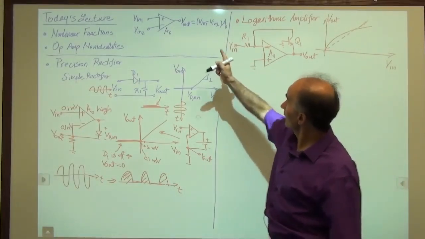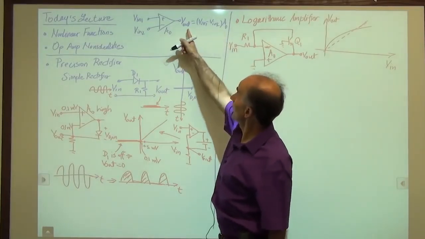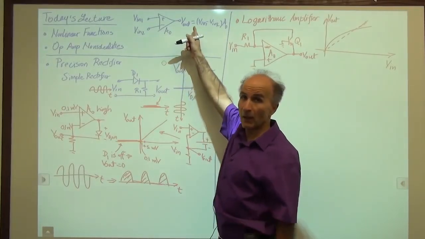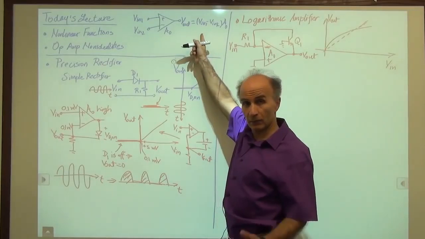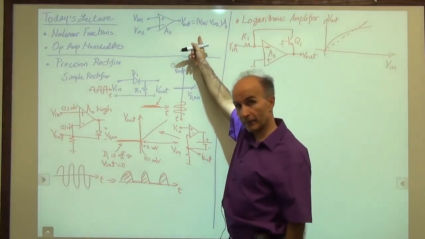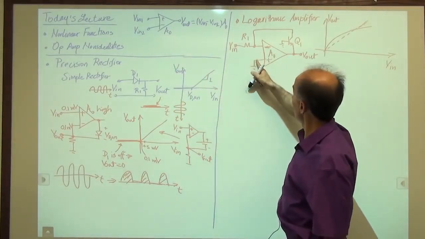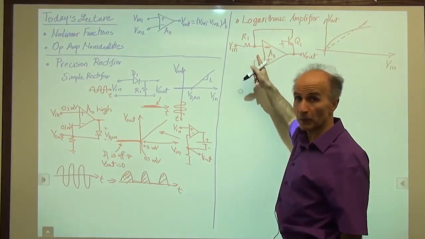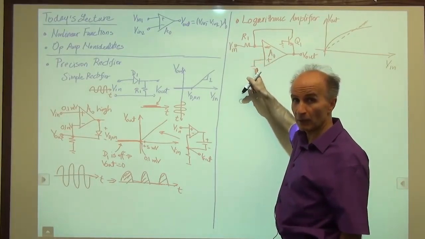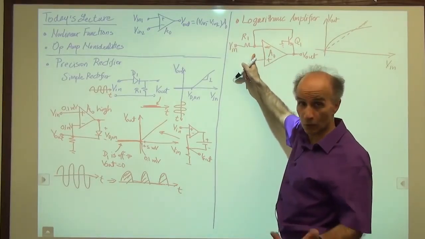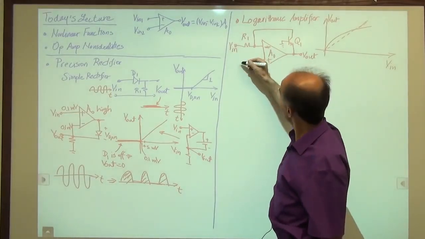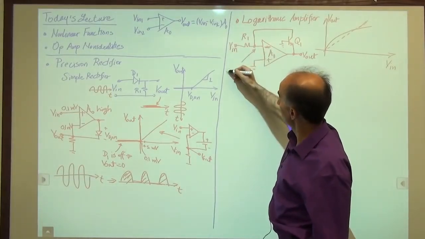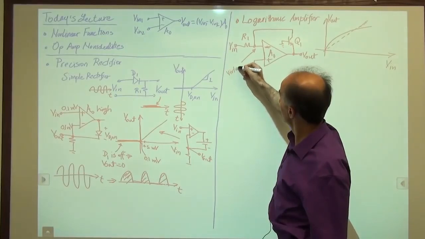Okay, so if that's the case, if A0 is high and Vout is a moderate amount, then Vin1 minus Vin2 must be very small. So again, Vin1 minus Vin2 is very small, which means if Vin1 is close to 0, Vin2 is also close to 0, so we have a virtual ground.